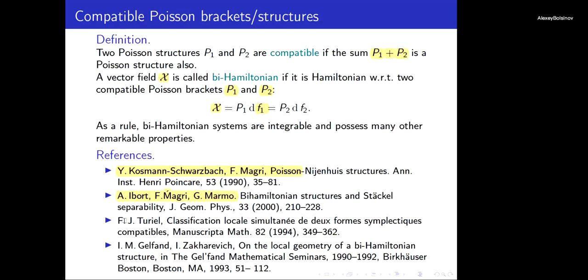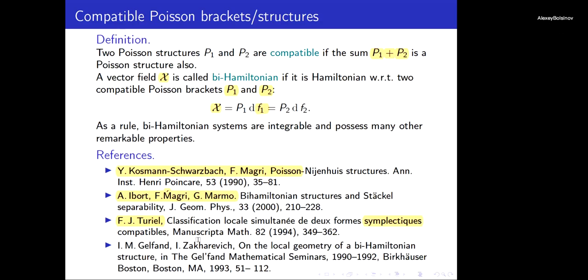The next paper by Turiel is a very nice and non-trivial paper which classifies the Poisson structures, compatible Poisson structures P1 and P2, under one important condition, that at least one of these structures, maybe both, are non-degenerate. Therefore, instead of Poisson structures, we can consider symplectic structures. But basically this is the same idea. So it's a local classification of compatible non-degenerate Poisson structures at generic points. This is important: generic points, non-singular points.